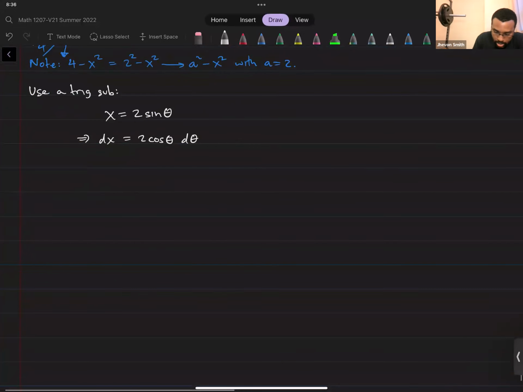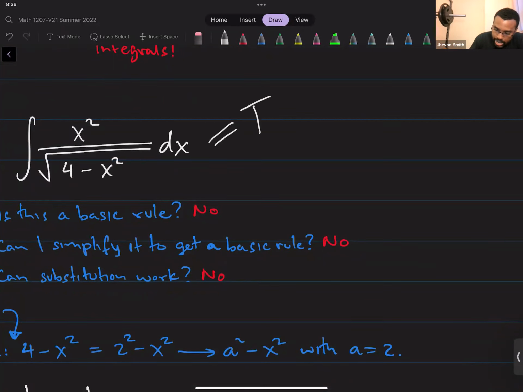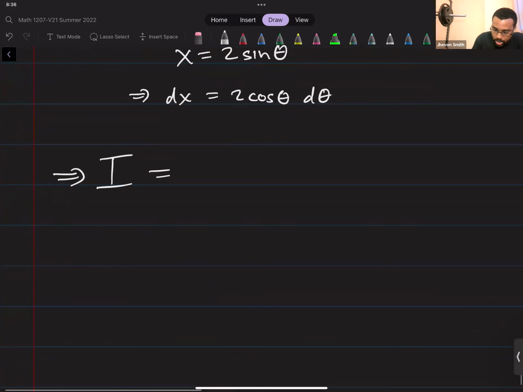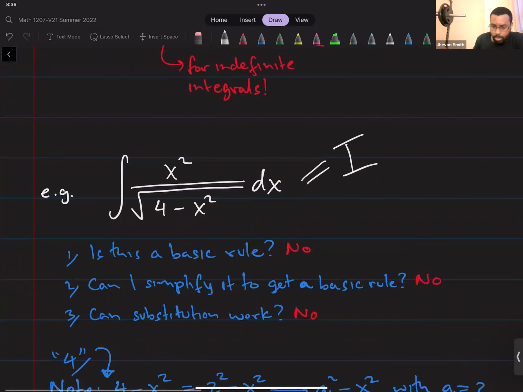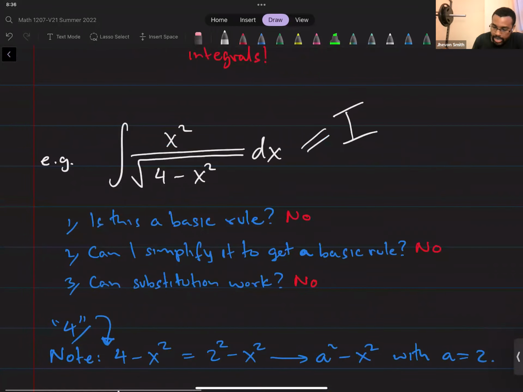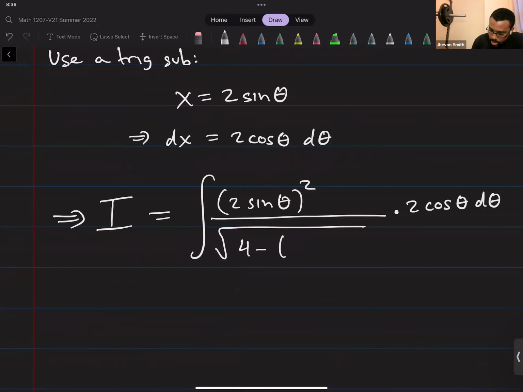And you're going to go back and plug in. So if I call this I, for example, my integral I is going to look like this. I have an x squared on top. That x squared is now 2 sine theta squared. My dx is now 2 cosine theta d theta. And underneath here, I would have 4 minus 2 sine theta squared.